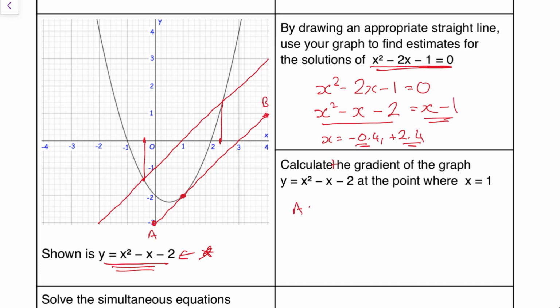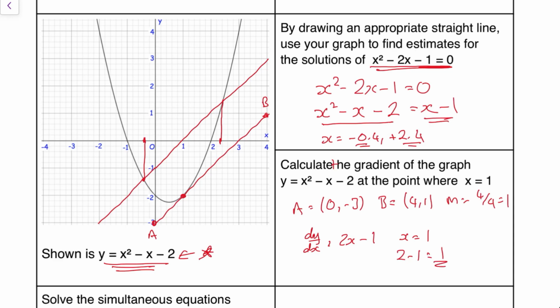So A is the point 0, minus 3. And B is the point, well, I go across 4 and I go up 1. So therefore the gradient from here is going to be, well, I'm going up 4 and I'm going across 4. So therefore it's 1. Now, if it didn't say what to do, in a further maths exam, clearly differentiate, which gives me 2x minus 1. Put in x equals 1 and I get 2 minus 1, which is also 1. So either way, I get 1. I suspect, like I say, this would be an on the graph question.